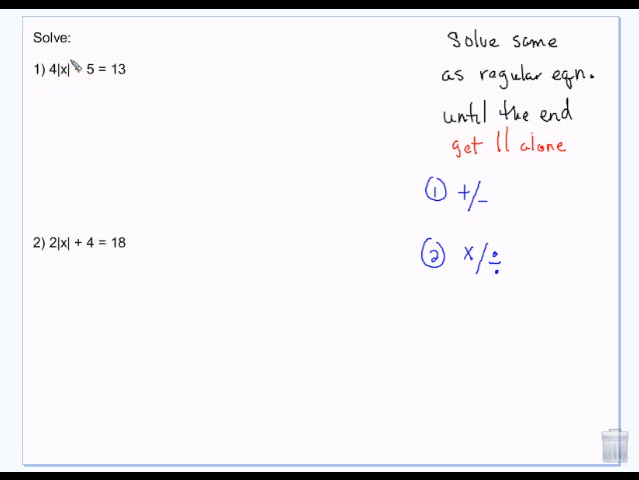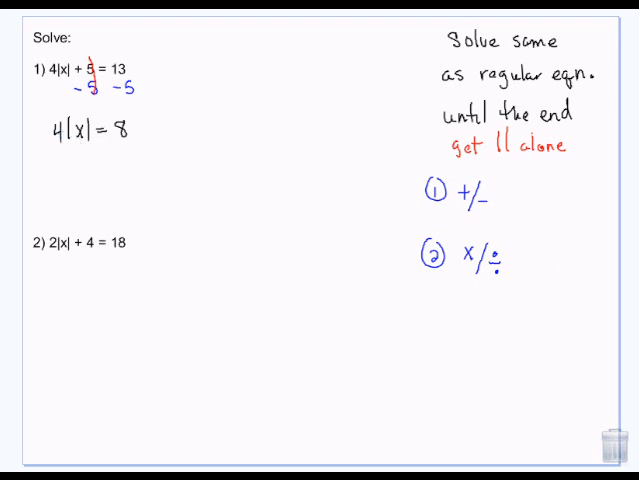So in this case, we want to get rid of this plus 5 first, so I'm going to subtract 5 from both sides, because I want that plus 5 to go away. Those will cancel, except it would help if I actually crossed out both of them. Wow, I really can't draw a line today. There. Those cancel. 4 times the absolute value stays. 13 minus 5 is 8.